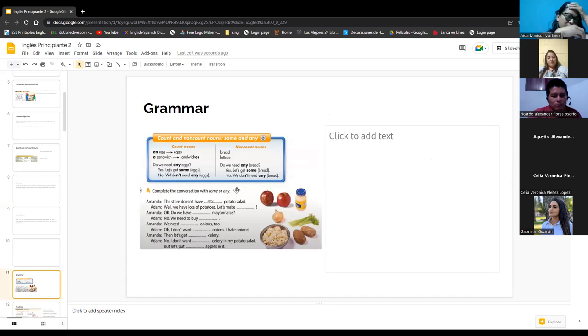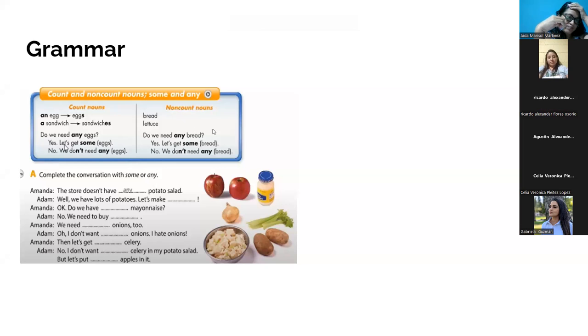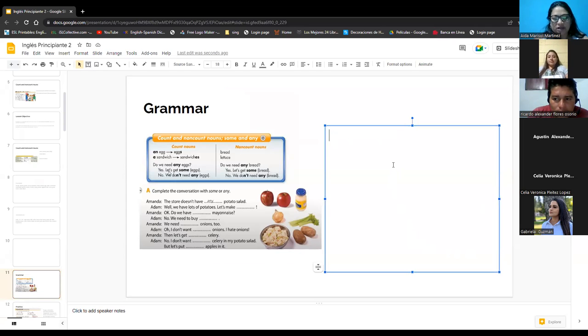Homework. Now we have count and non-count nouns. Ahí tenemos un ejemplo acerca de count and non-count nouns. An egg, eggs, right? A sandwich, sandwiches. We can pluralize this. And non-count nouns, we cannot pluralize. No los podemos pluralizar. Y tenemos ejemplos ahí con any, some, y también en negativo, ¿verdad? Any lo podemos utilizar para qué, dijimos? Para preguntas. Interrogativas. Oraciones negativas. Okay, very good.